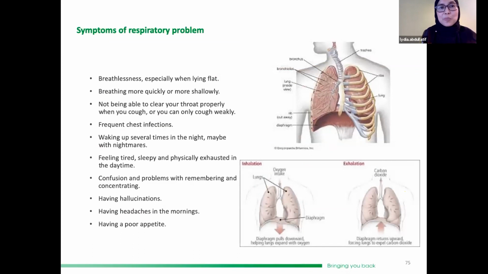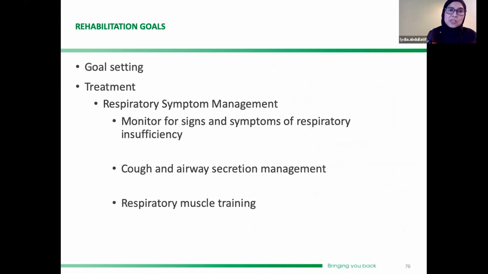Lastly, we look at respiratory problems. I think this has been covered, but just quickly, patients can present with a lot of issues, but for us, we want to make sure there is less secretion and to maintain their inspiratory and expiratory muscle effort, as well as their secretion management. So that will be the rehab goal. Again, to monitor the signs of respiratory insufficiency, the list just now, to always maintain cough and airway secretion management, and to do respiratory muscle training.